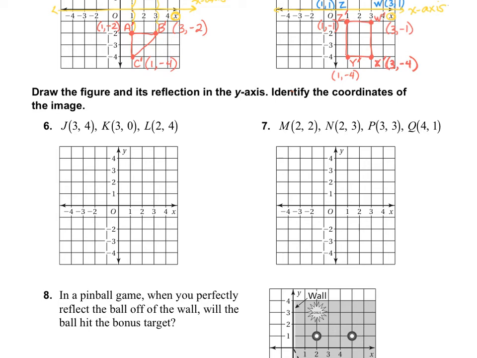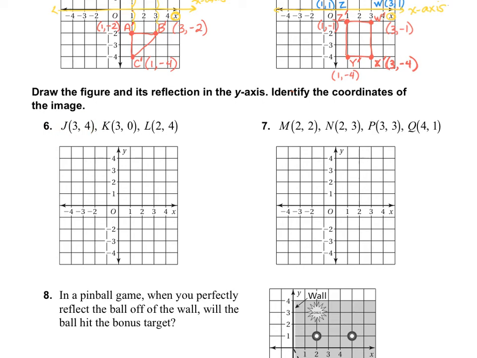Okay, let's read the directions for numbers 6 and 7. Draw the figure and its reflection in the y-axis. Okay, so this time we're doing a different axis. And then identify the coordinates of the image. So this is actually exactly the same as numbers 4 and 5. In numbers 4 and 5, we did it in the x-axis. This time we're going to flip it over into the y-axis instead. So let's go ahead and graph our points.